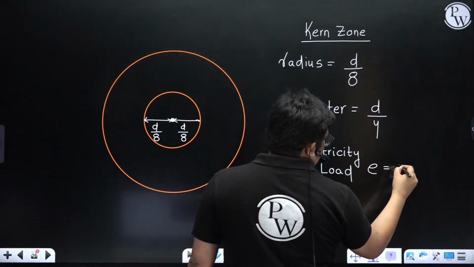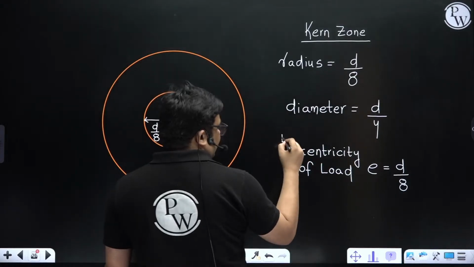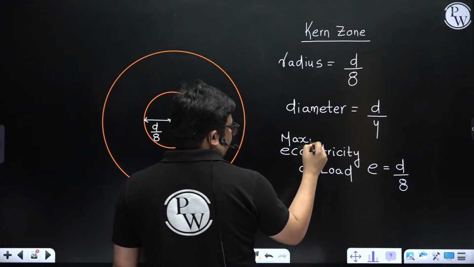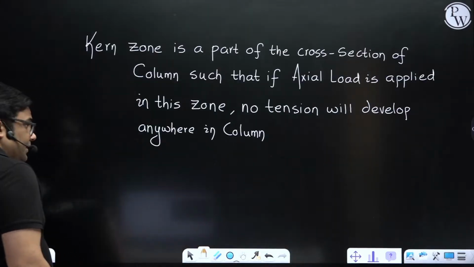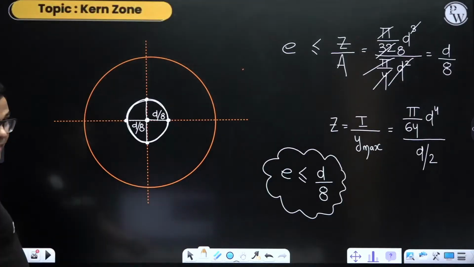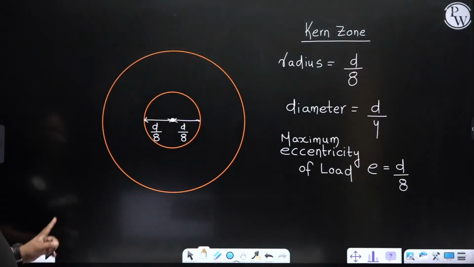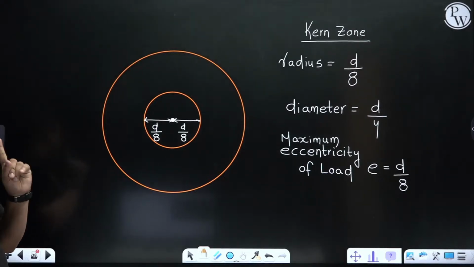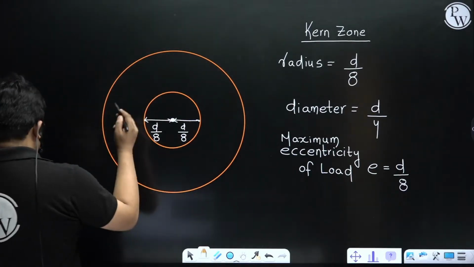The maximum eccentricity, not the minimum. The maximum eccentricity of load will be d by 8 only, because when we found out, e is less than or equal to d by 8. So d by 8 is the maximum eccentricity. All these things can be asked in numericals also, and directly they can ask you questions also. And the core zone is also circular in shape.